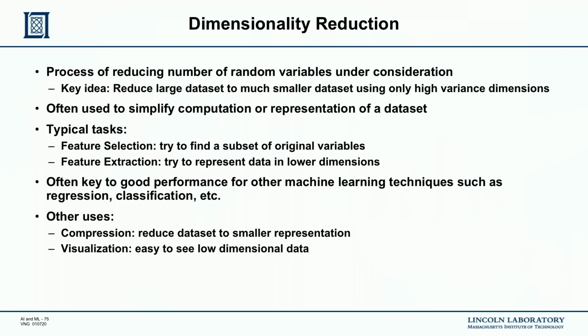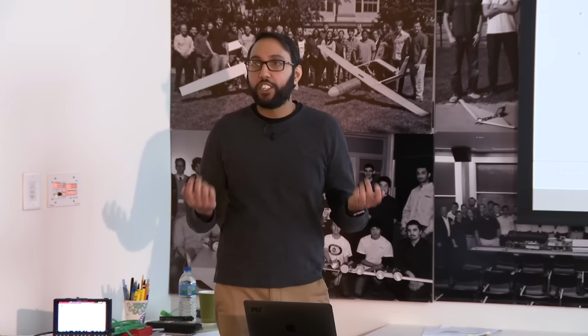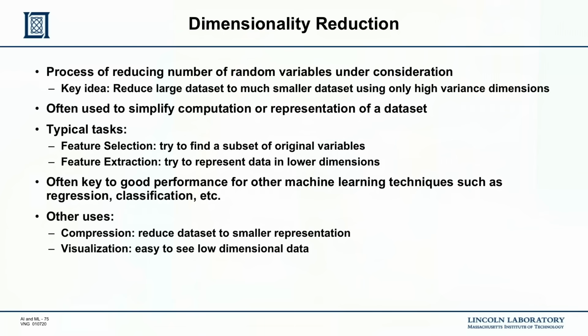Dimensionality reduction is the idea of reducing the number of random variables under consideration. Very often, you'll collect a data set that has hundreds to thousands of different features. Maybe some of these features are not that important. Maybe they're unchanging, or even if they are changing, it's not by much. And so maybe you want to remove them from consideration. That's when you'd use a technique like dimensionality reduction.